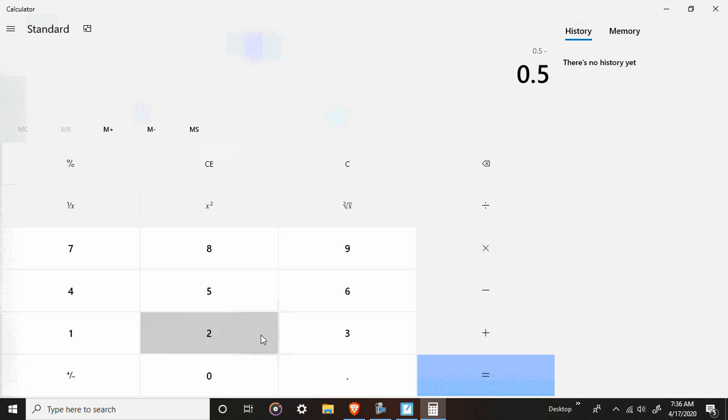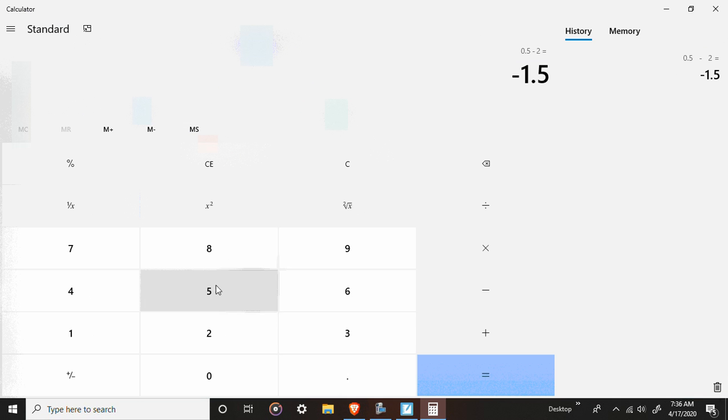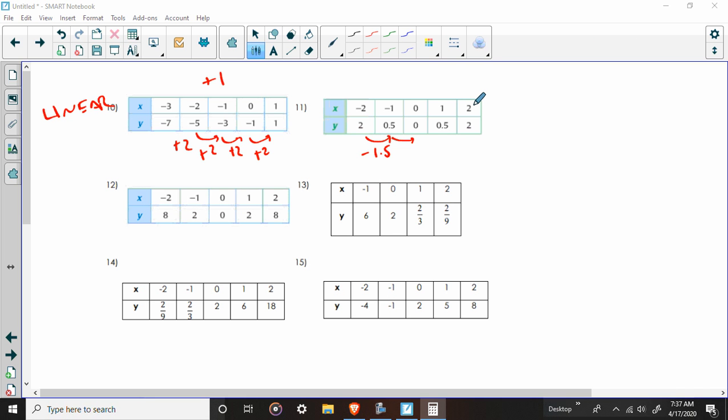0.5 minus 2. Okay, you can go ahead and you say it's down by 1.5. So this just went down by 1.5. From 0 to 0.5, how much should it change? Again, take the second number, 0 minus 0.5, and you'll get the first number. So negative 0.5. So you can stop right there. You don't have to go any further.